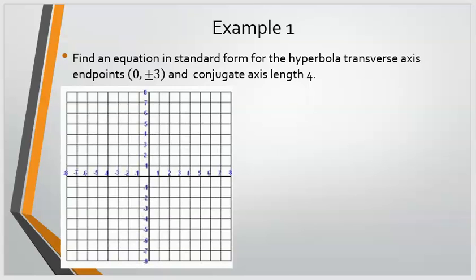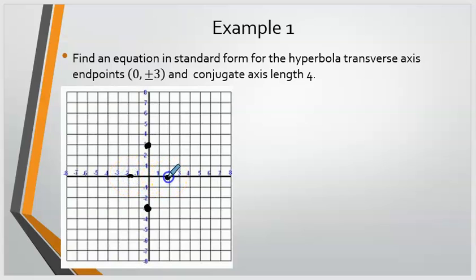So now we'll look at an example. You can see that we were given the transverse axis endpoints of (0, 3) and (0, -3). And then the conjugate axis has to go in the perpendicular direction. So since the transverse axis endpoints were going up and down, I know that the conjugate axis has to be going left and right in this case. But don't forget to divide this number by 2. So I'm actually only going to go half that amount left and right from the center.